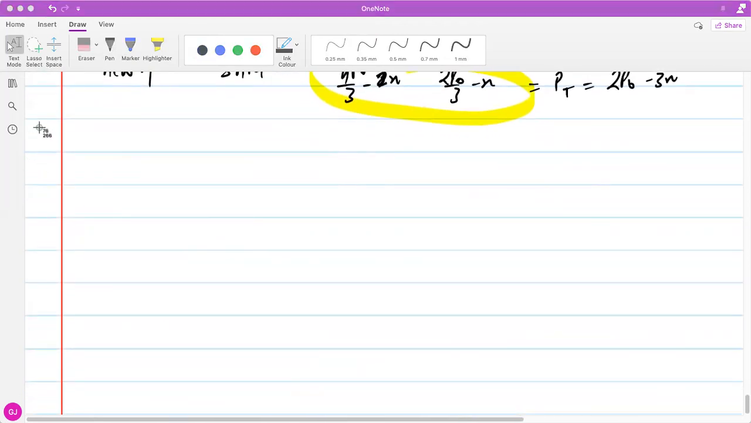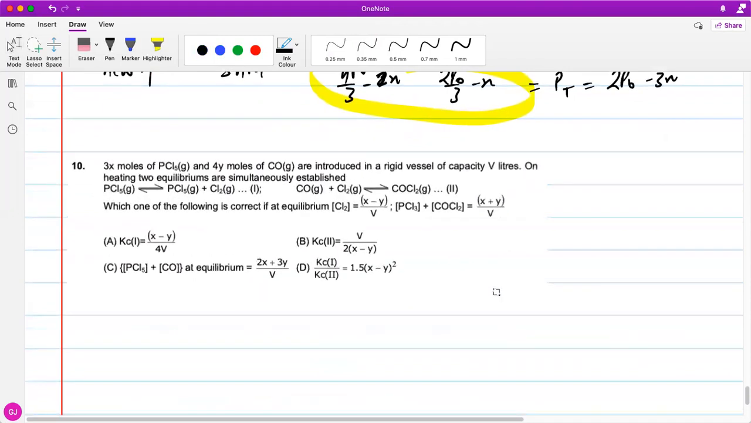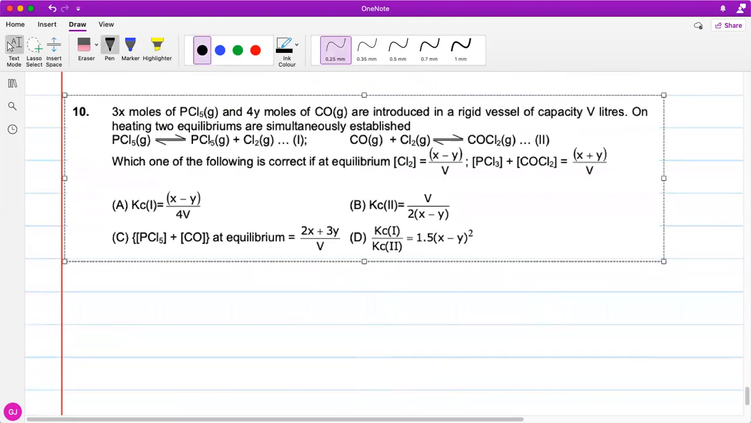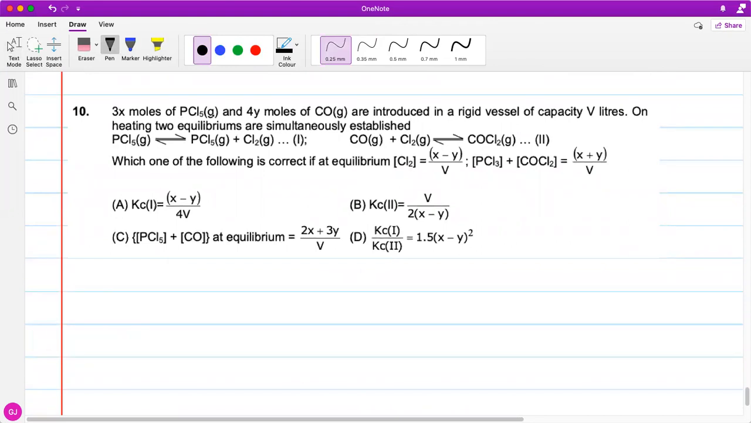Okay, let's look at the next question, that is the 10th question. Now, in this, 3 moles of PCl5 gas and 4 moles of CO2 gas are introduced in a rigid vessel of capacity V liters, and on heating, 2 equilibriums are simultaneously established, right? And you can see something in terms of X and Y being asked in these options.